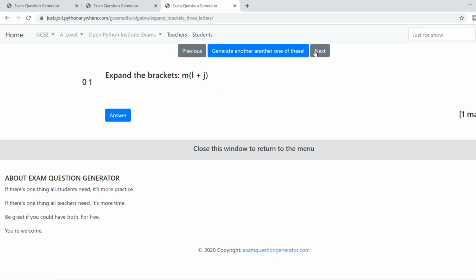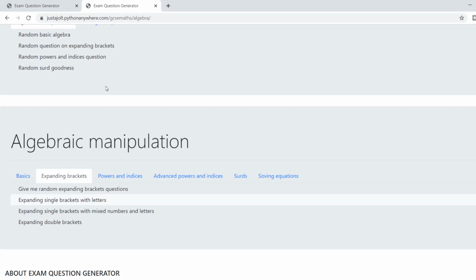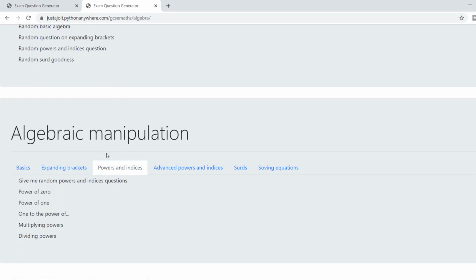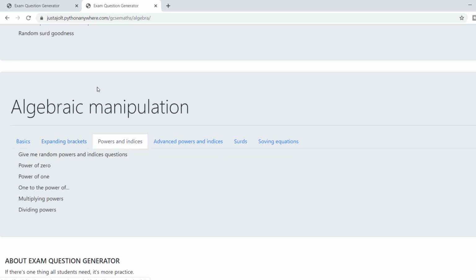We've got another expand the brackets question for some reason. I'm not sure exactly why this is. There we go. So let's now see what we've got here. Do you know what? I think that might be all of our expand the brackets questions. So now let's move on to something else, because we've dealt with all of those different types to do with expanding brackets. And we're now going to deal with powers and indices.